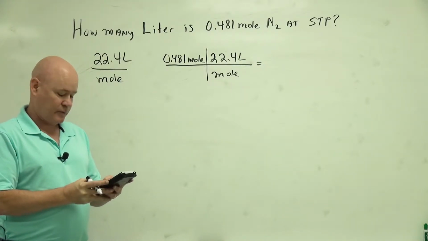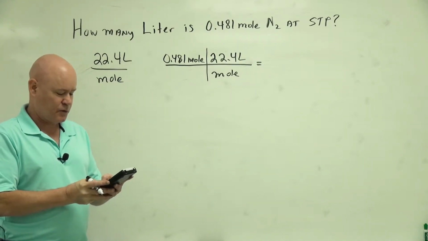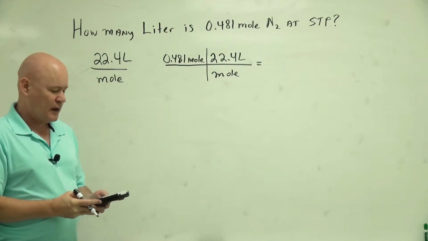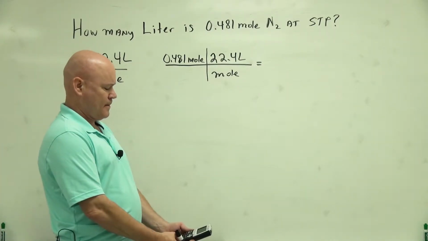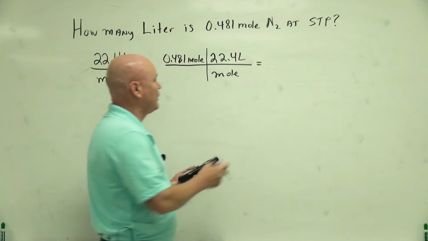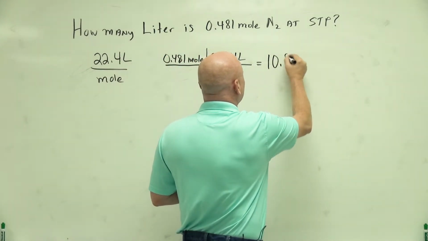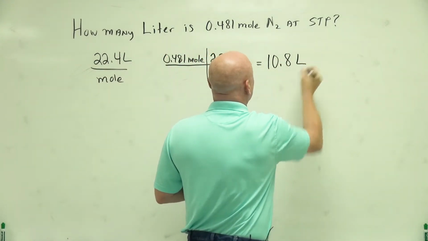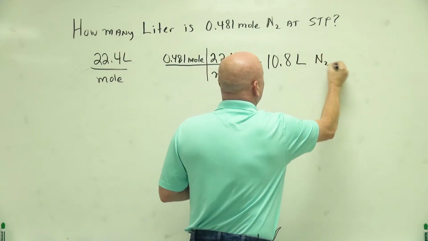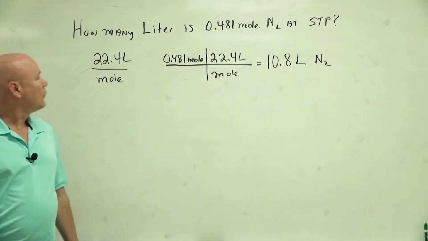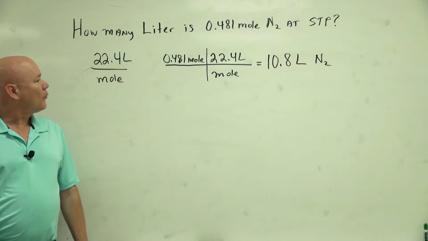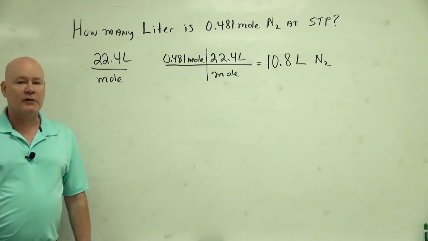So what would you have? Let's see, 0.481 times 22.4, and that is 10.8 liter of nitrogen gas at STP. So at 0.481 moles, we get 10.8 liters of nitrogen gas at STP.